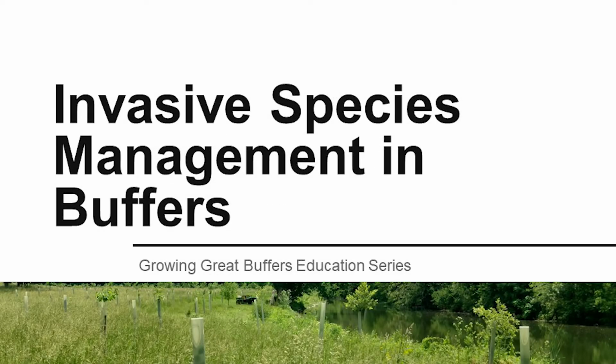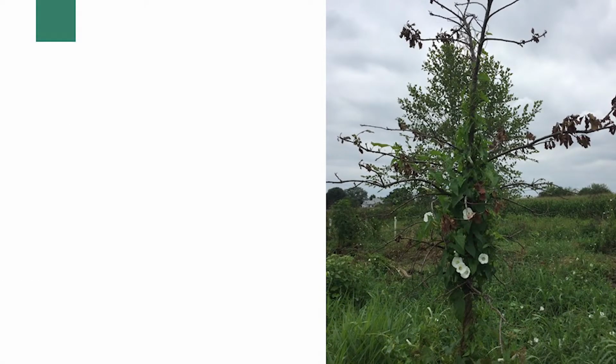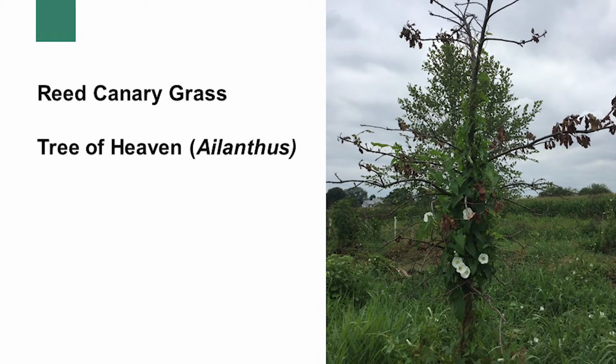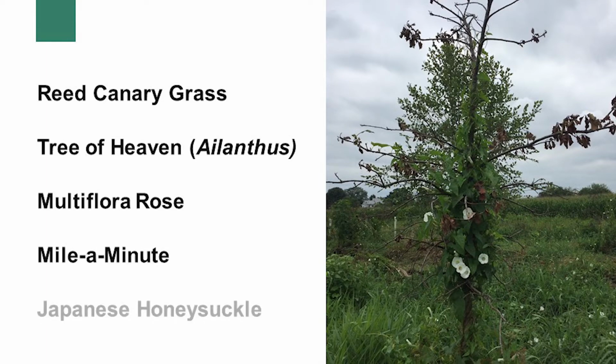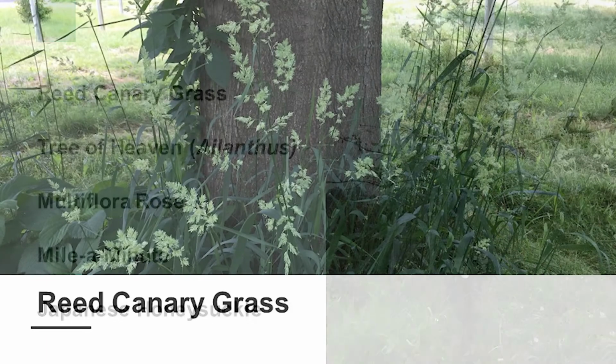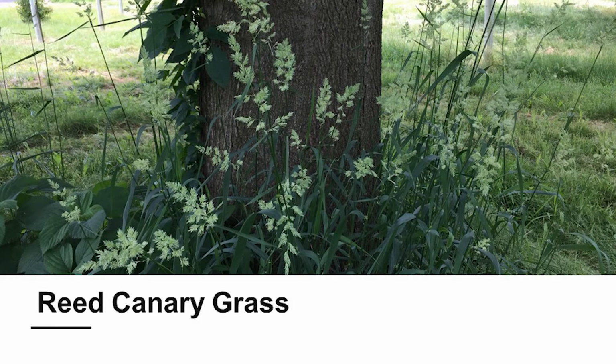Do you have problems with invasive weeds in your riparian buffer? In order to maintain a healthy riparian buffer, you will need to be able to identify and manage a variety of invasive species. Here, we will identify and discuss 5 frequently encountered invasive species: reed canary grass, tree of heaven, Multiflora rose, mile-a-minute, and Japanese honeysuckle. Let's begin with reed canary grass.